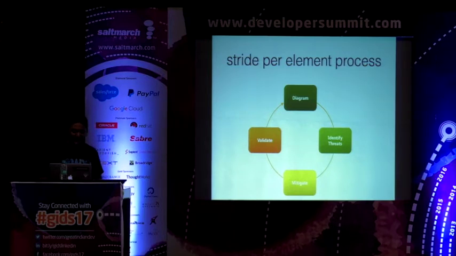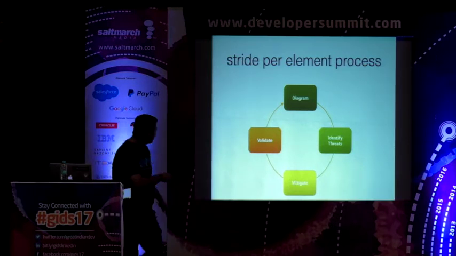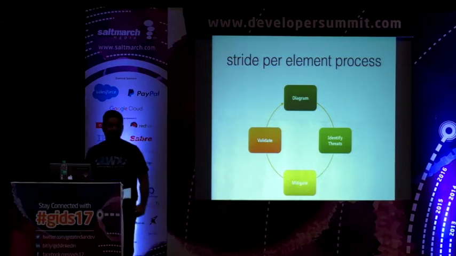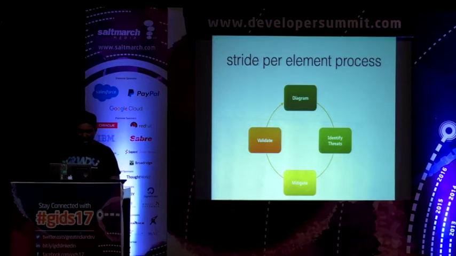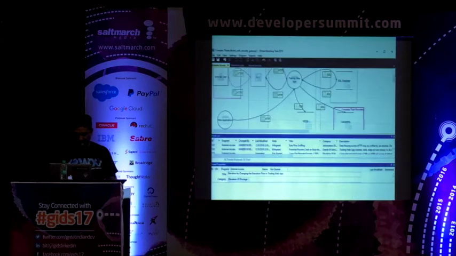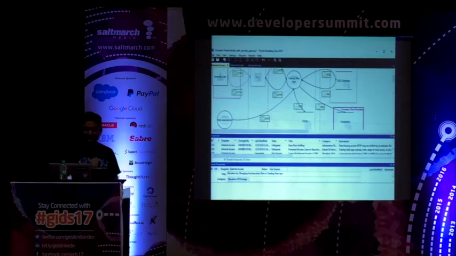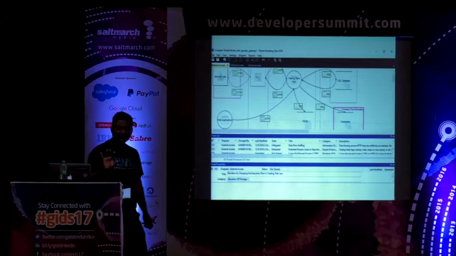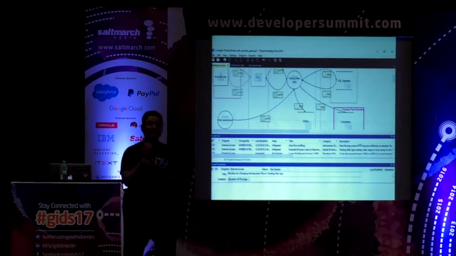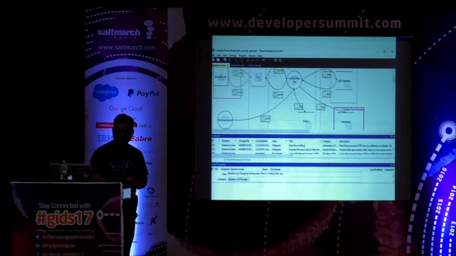That's where the STRIDE model comes in, where you diagram what it is, identify what kind of threats are coming in, and try to mitigate those threats. Those are the four steps. To do that, you can use a threat modeling tool. I probably won't have time to go over this, but I'll put a reference as part of the slide deck which I'm going to send.